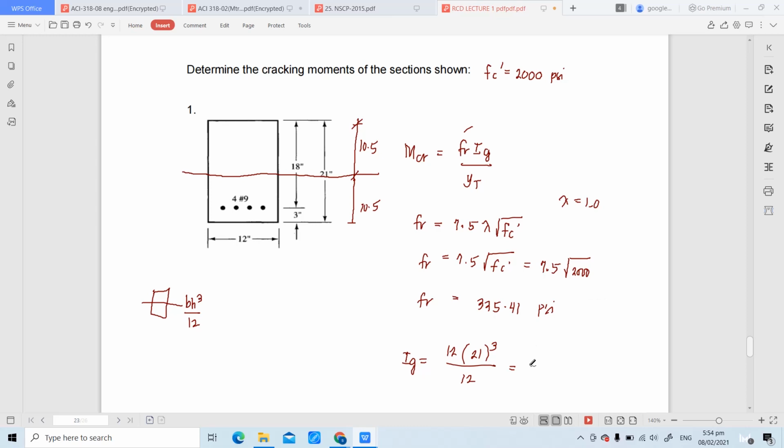1,261. 9,261 po. Pakiulit po, 1,000? 9,261. Okay, that is inches raised to 4.